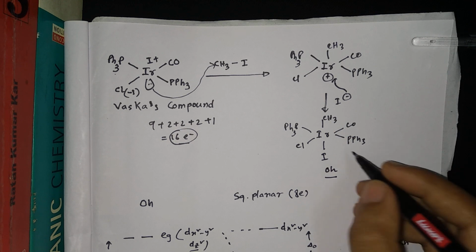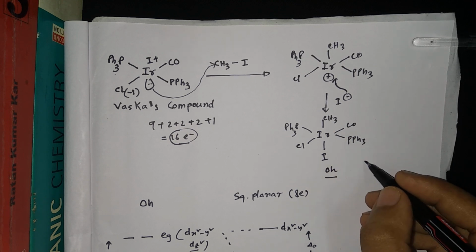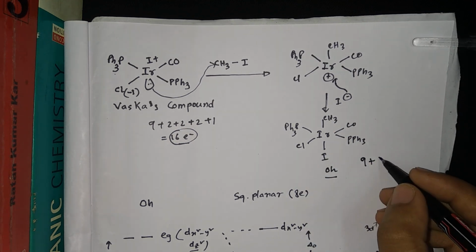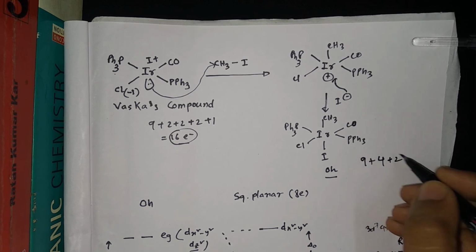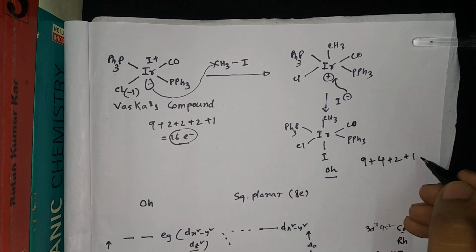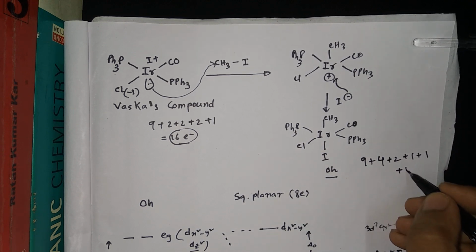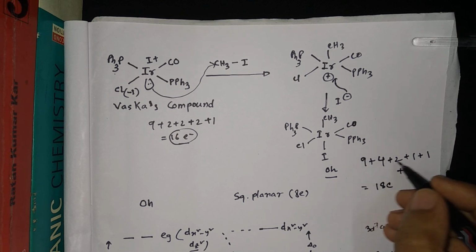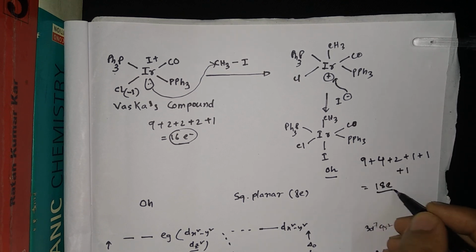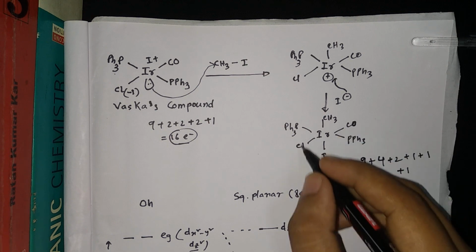One more thing is that we will count the electrons. Here the iridium is 9, the 2 PPh3 will give 4, carbon monoxide will give 2, CH3 will give 1, Cl will give 1, and I will give 1. So in total it is 18 electrons, right? 13, 15, 18 electrons. This is an 18 electron species, and it is a very stable species.